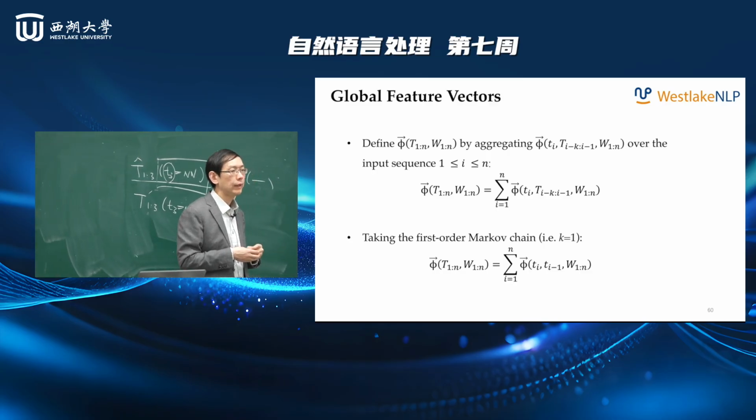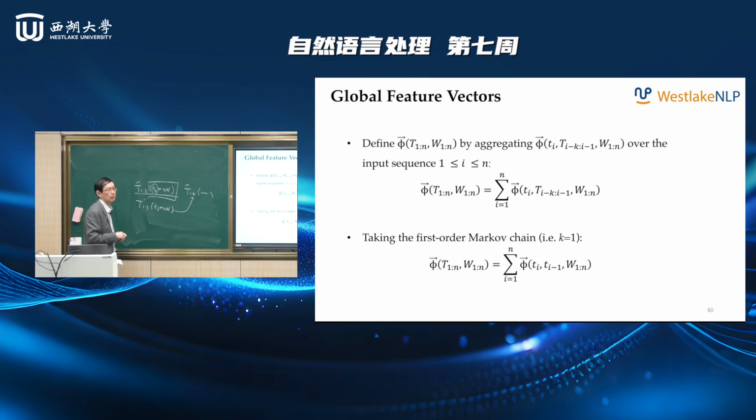Okay, we can accumulate the representation of every tag given its previous few tags and the word sequence. Why do I want to do that? I'll show you later. I want to make decoding and training tractable, okay?